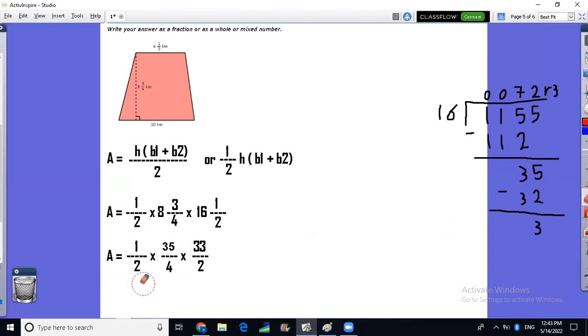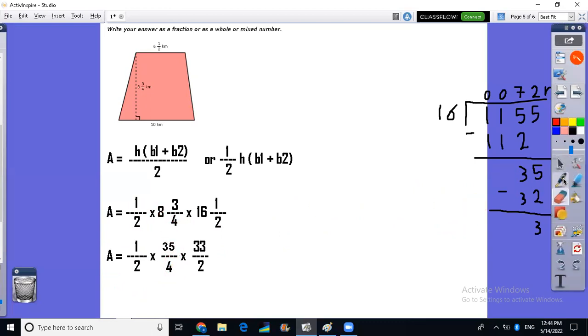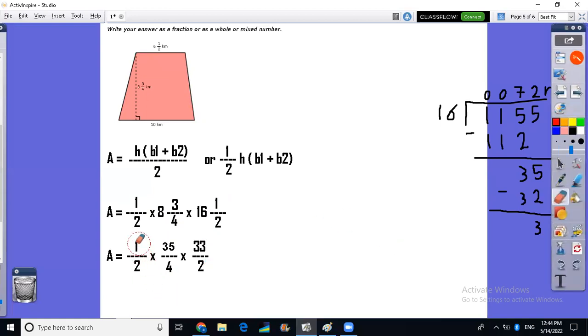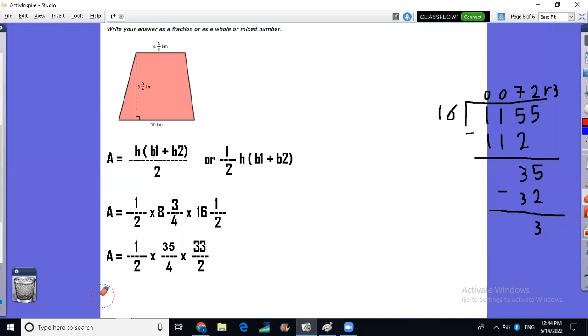We're going to multiply half by, this mixed number is going to be turned into an improper fraction, which is going to be 4 times 8 is 32, plus 3 is 35 over 4. 2 times 16 is 32, plus 1 is 33 over 2. Now we're going to multiply fractions normally. Numerator by numerator by numerator is going to give you 1,155. Denominator by denominator by denominator is going to give you 16.